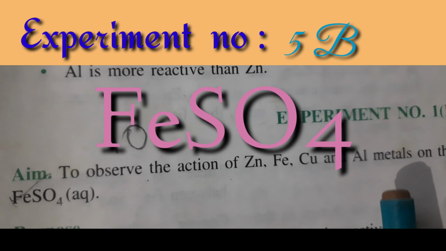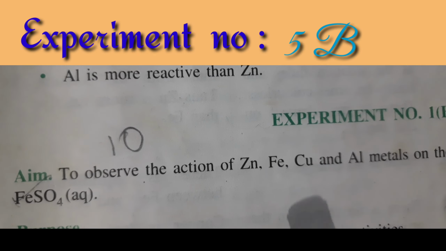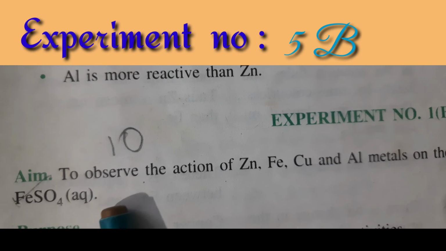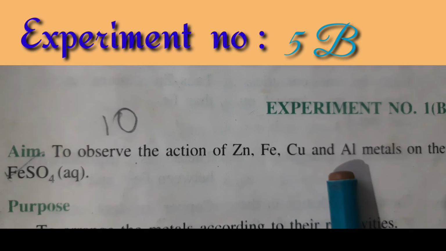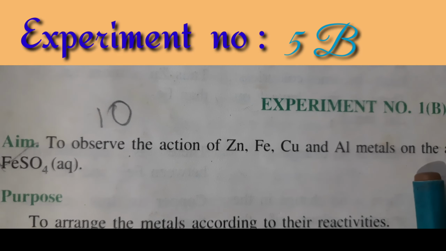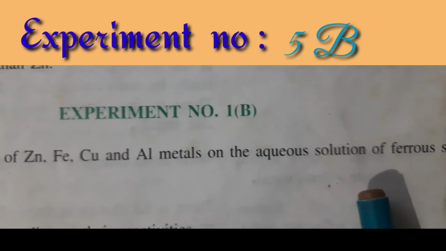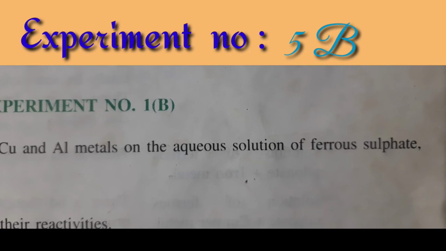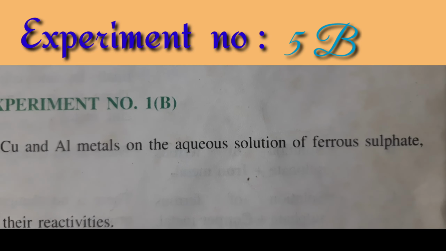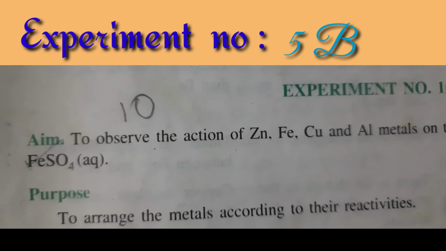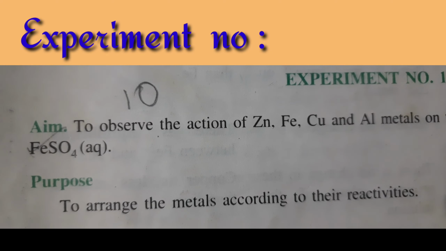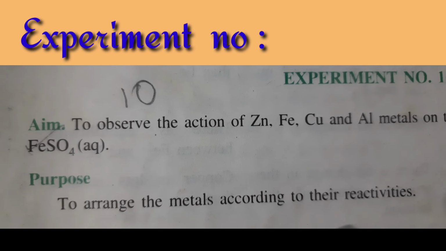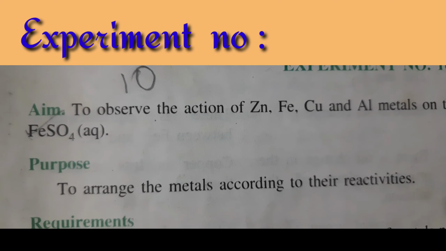Now write experiment number 5a, 5b. Now your aim, what is the aim? To observe the action of zinc, iron, copper, aluminium metals on the aqueous solution of ferrous sulfate, FeSO4 aqueous. Now the same thing we have to follow what we have done in 5a. Purpose. What is the purpose? To arrange the metals according to their reactivities.